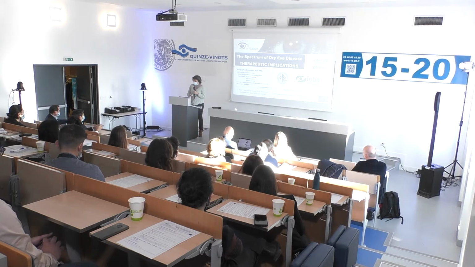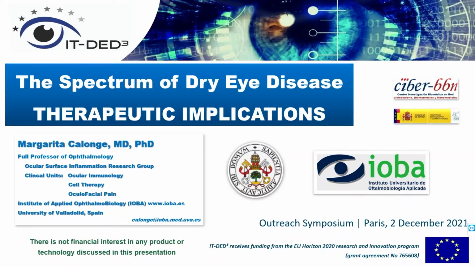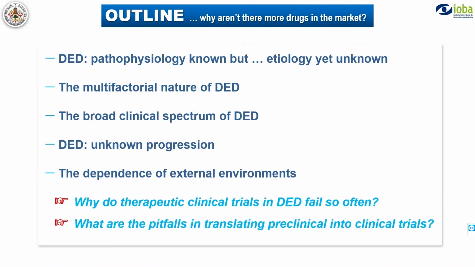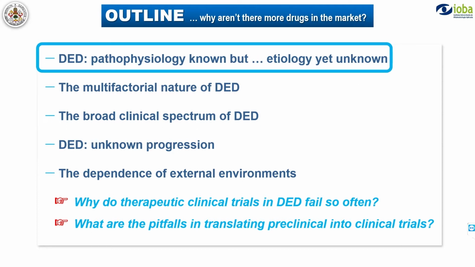So under this pretty vague title, what I actually want to discuss with you is several points, several items that might help explain why we have so few drugs on the market for our dry eye patients. So let's just go one by one. I mean, the list could be much longer, but I just selected these topics. What about the first one?